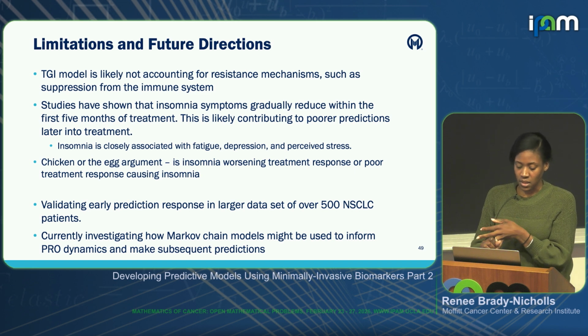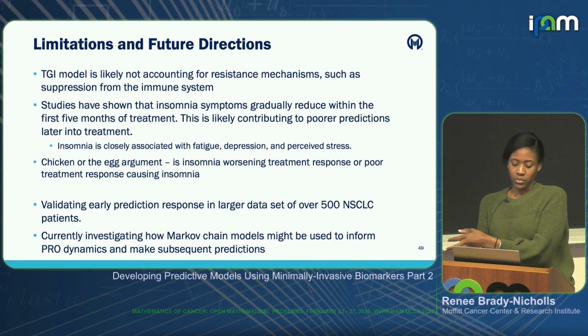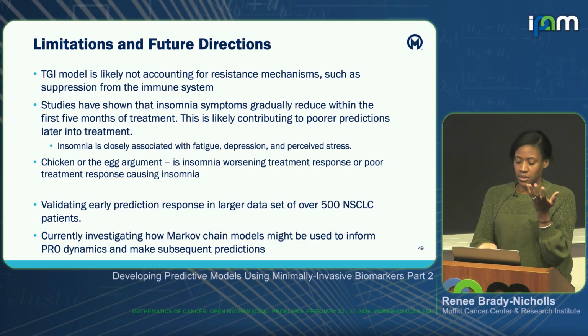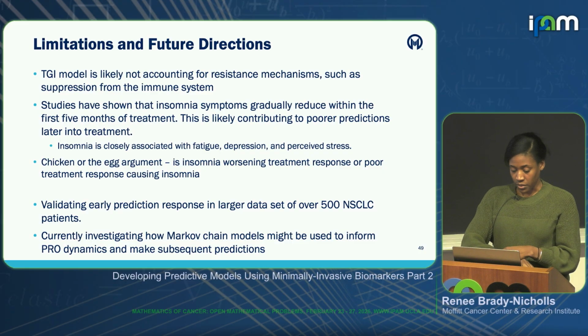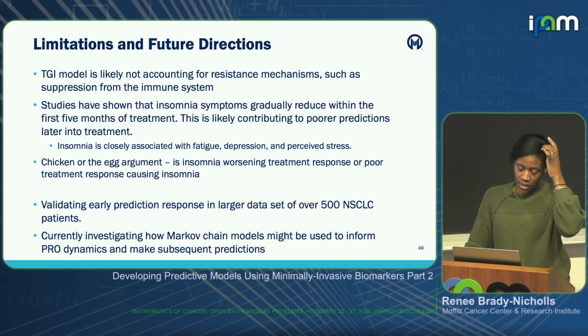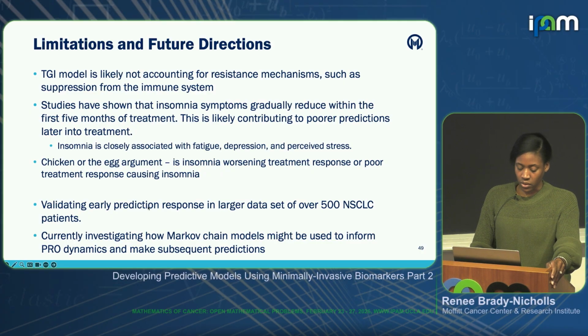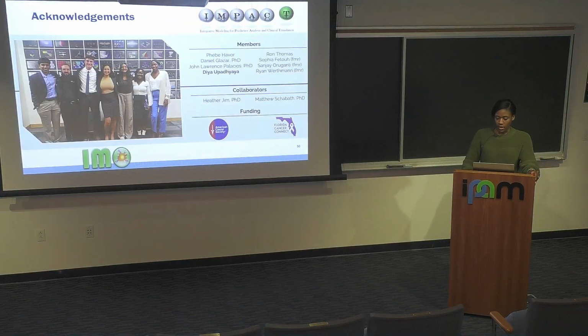And then I often get this question: is it the insomnia that's worsening treatment, or the poor treatment response that's causing the insomnia? We don't really know one way or another how that goes and how that affects the model. What we're doing right now is validating the early prediction response in a larger data set. We have over 500 non-small cell lung patients, and we're trying to validate that for the early response. And then, as I mentioned, we're investigating how Markov chain models might be used to inform these PRO dynamics and make subsequent predictions. So that is all.